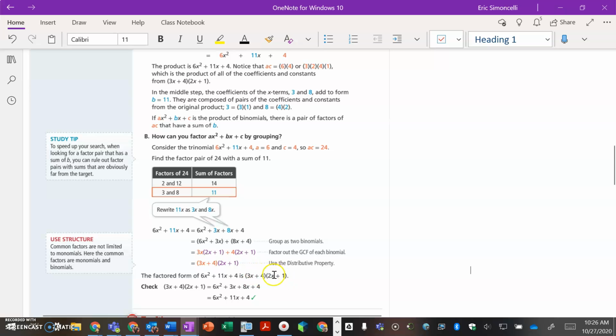The order doesn't matter. In other words, if you put 2x plus 1 first, that would be fine. 2x plus 1 times 3x plus 4 is the same answer. As a check step, however, if you were to FOIL those two binomials, you will end up with this in the next step. And then, of course, that in the final to check out that, yes, this checks out to be that original quadratic. Let's move on.